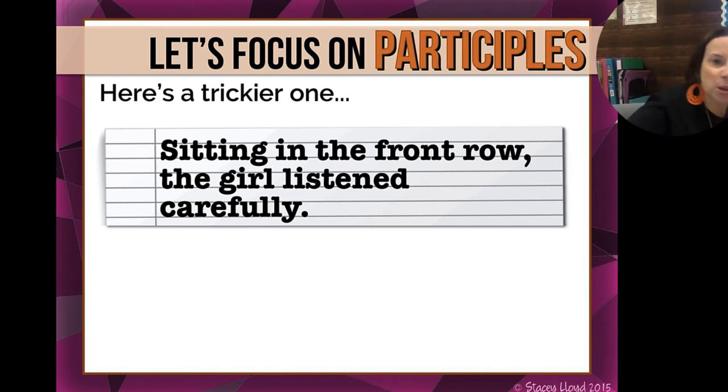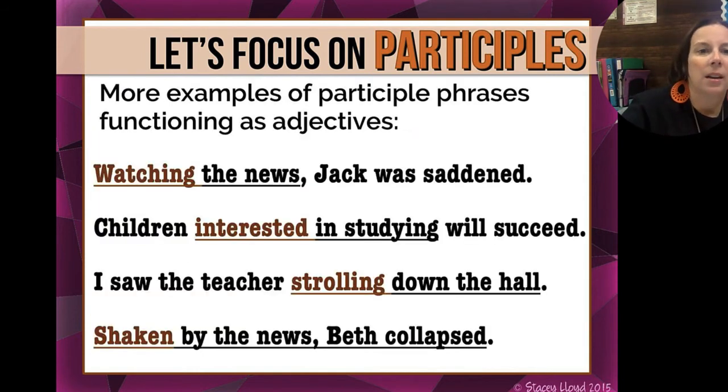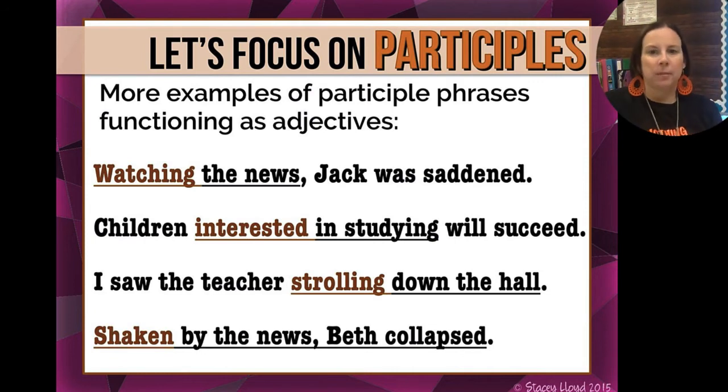Sitting in the front row, the girl listened carefully. Sitting in the front row is a participial phrase, and it describes the girl, which is the noun. Sitting is functioning as an adjective. Watching the news, Jack was saddened. Children interested in studying will succeed. I saw the teacher strolling down the hall. You guys notice, if you start a sentence with a participle, what do you need? These are both participial phrases: watching the news, shaken by the news. What do they put here? Oh, look, it needs a comma.